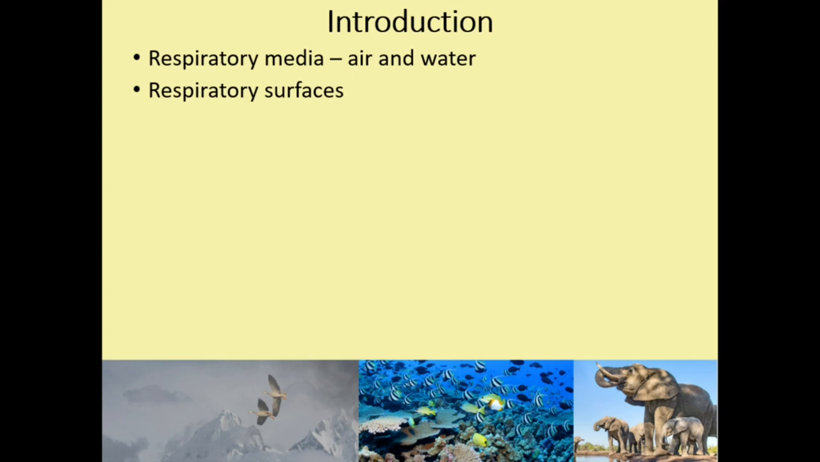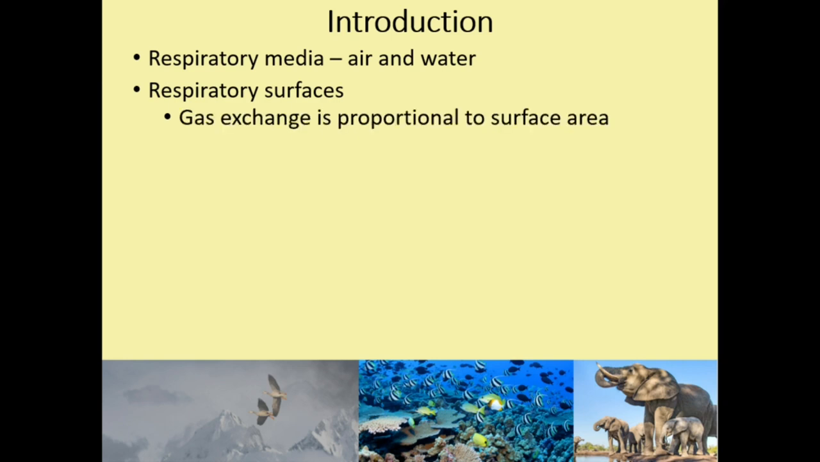You also need to have a respiratory surface. And the respiratory surface is where you're actually exchanging those gases. That's where you're extracting oxygen and you're getting rid of your carbon dioxide. Respiratory surfaces come in a really wide range of types, depending on what type of animal you've got and depending on what the respiratory medium is. We're going to have a look at some of those as we go through, but there are three key principles that all respiratory surfaces share.